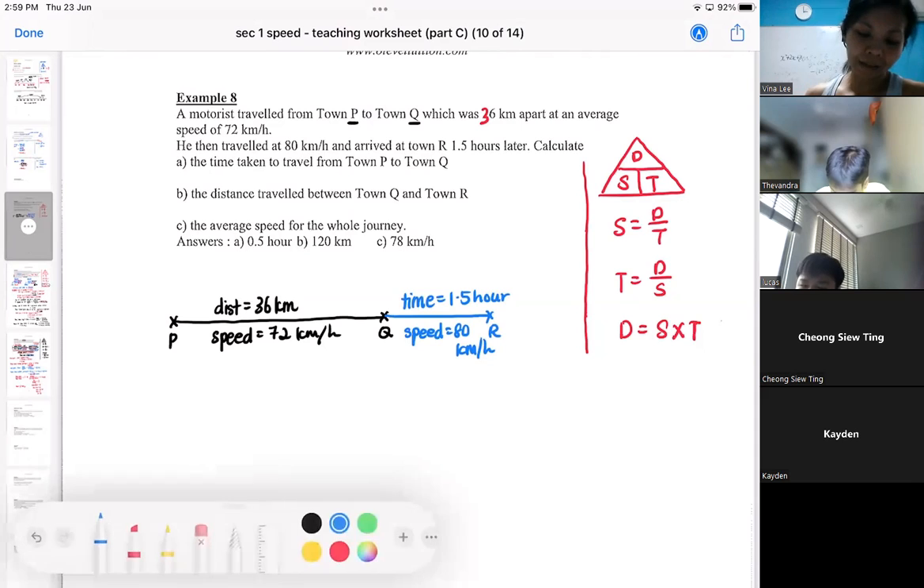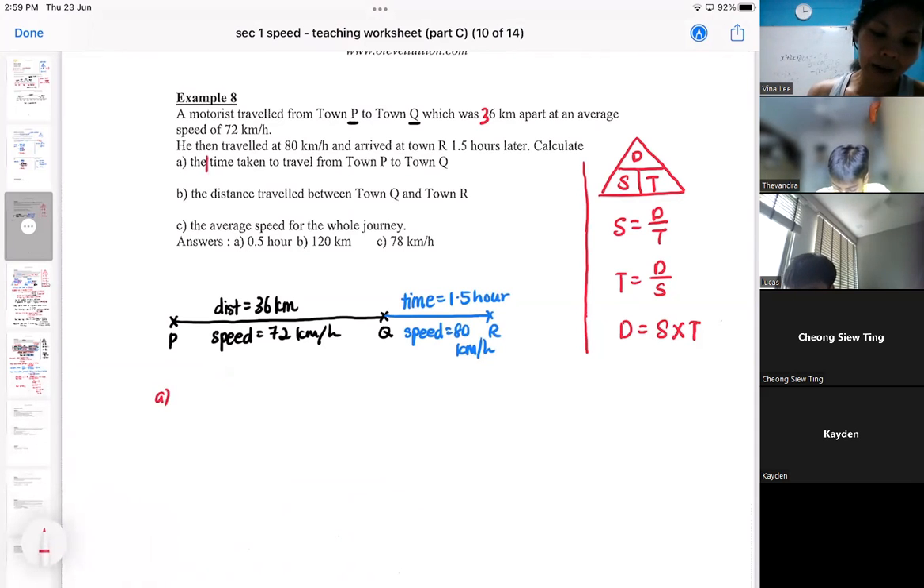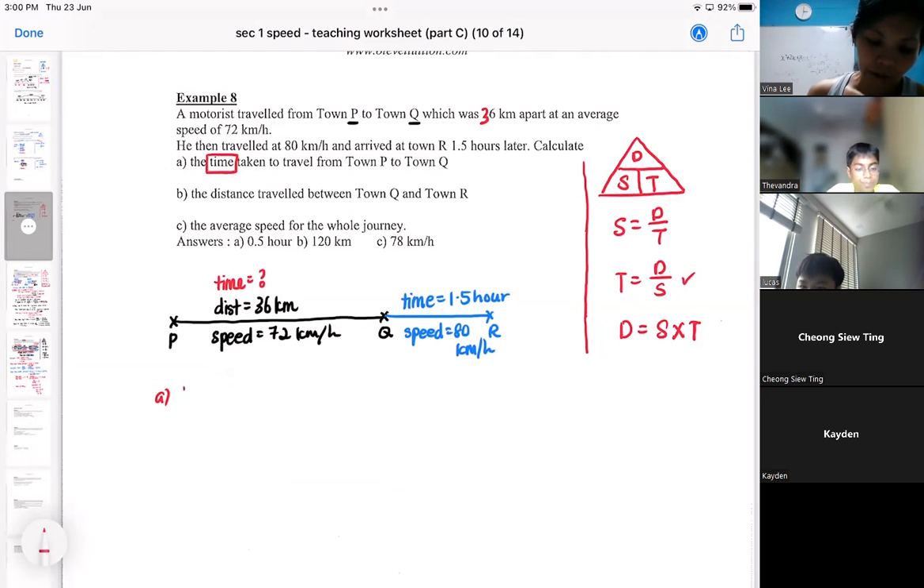Okay, let's try to answer what the question wants. So the first part, we would like the time taken from P to Q. This part. So again, if you've got a mind block, where is the formula for time? The time will be distance over speed. So I will usually write like this, the time from P to Q. The formula is distance over speed.